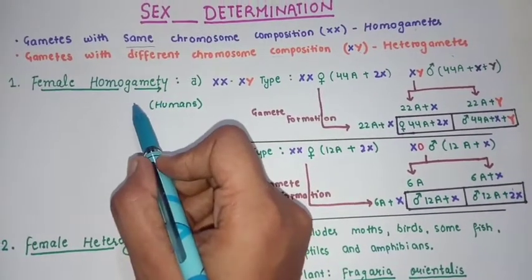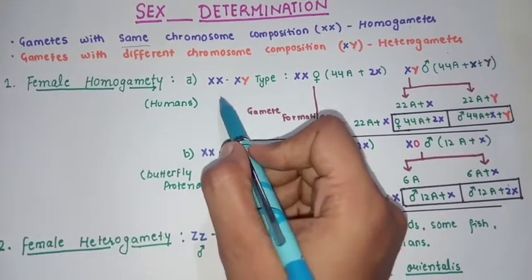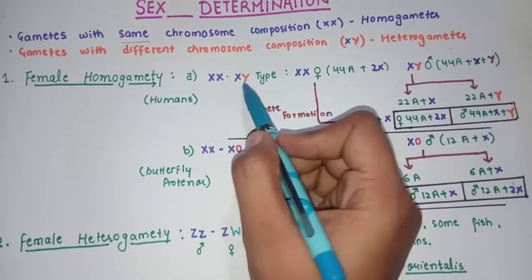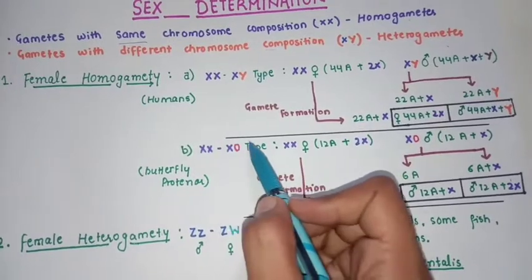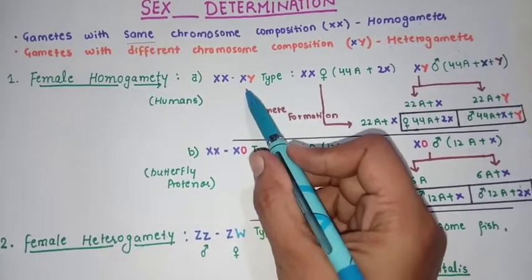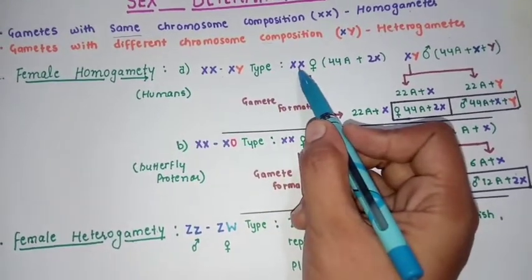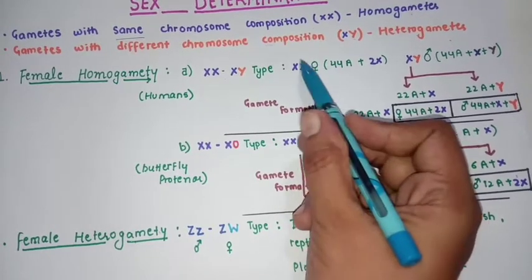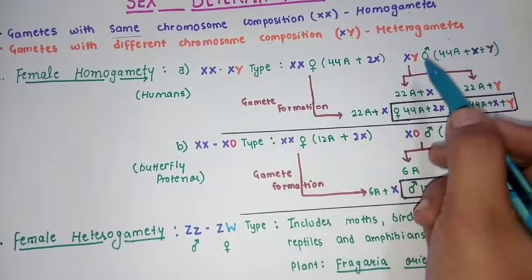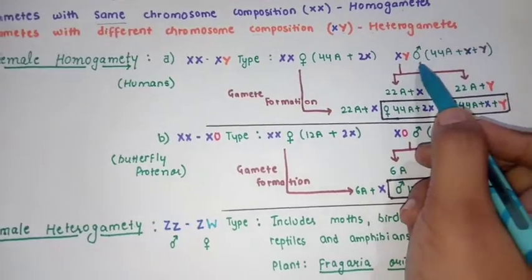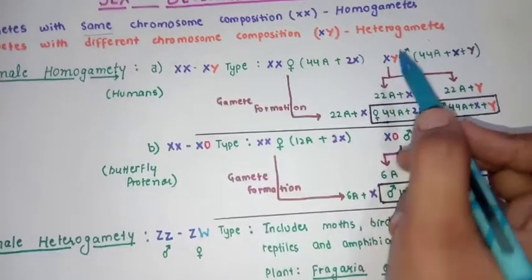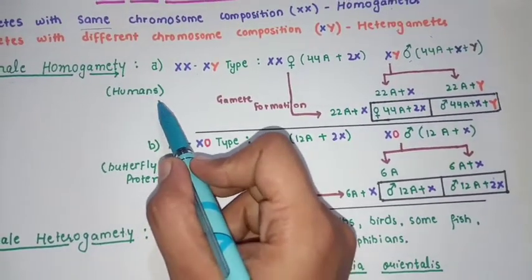So, discussing female homogamety, it has two types: XX-XY type and XX-XO type. In the XX-XY type, as it is female homogamety, XX is the female and XY is the male. So here we are discussing the chromosomal example of humans.